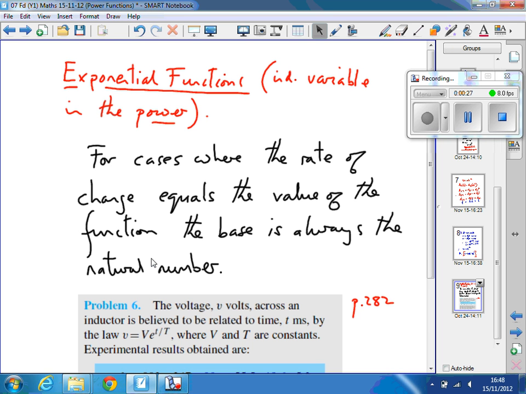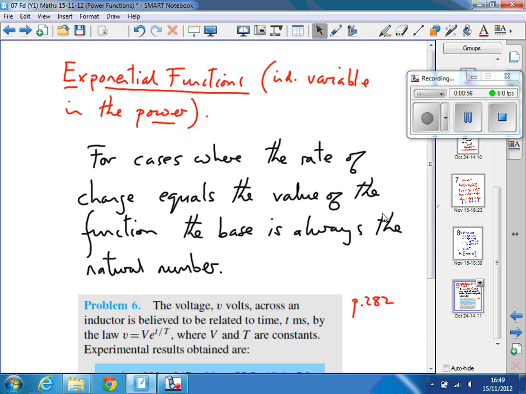If we think about things like biological cultures in dishes, the rate of increase is equal to the amount of cells you've got in there, or with some constant in there. If the rate at which something changes depends on how much you've got, that's this special exponential case where the base turns out to be this natural number that we call e.